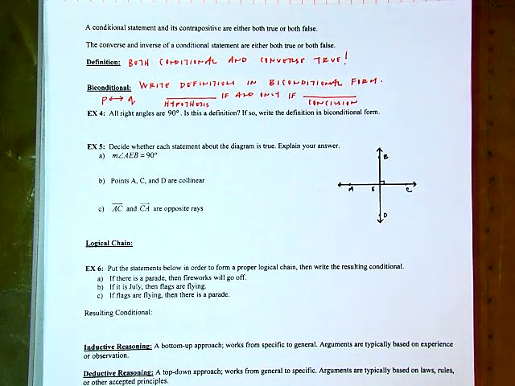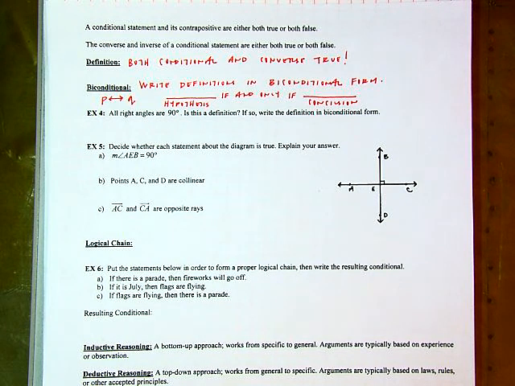Okay, so let's do an example. Example 4: all right angles are 90 degrees. Is this a definition? If so, write the definition in biconditional form. So let's think about it. If I write it as a conditional, if it's a right angle, then it's 90 degrees. Well, that's true. All right angles are 90 degrees, right? I can't think of a right angle that's not. And if I go in reverse, if an angle has a measure of 90 degrees, then it's a right angle, right? That's also true. So it's true as a conditional and its converse, so it is a definition.